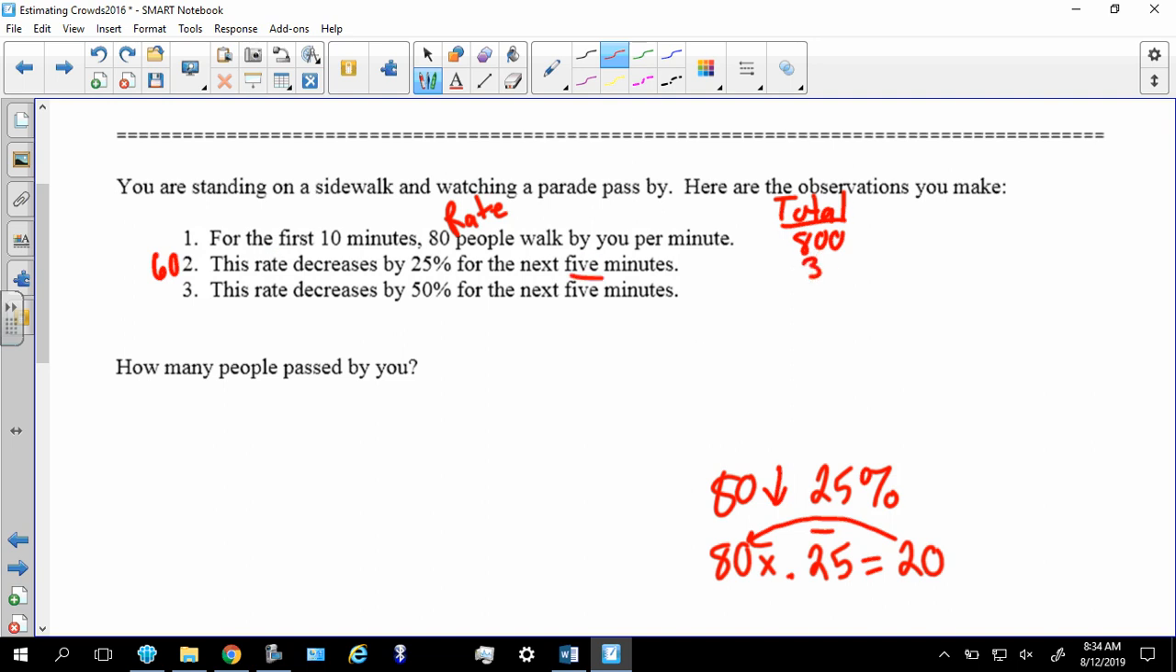Well, that's 300 people. And then it says this rate decreases by 50%. Now, again, remember, my new rate is 60. So decreasing by 50% is just no more than dividing it by 2. So that gives me 30. 30 for the next 5 minutes gives me 150 people. So when I do the math, I believe that's going to be 1,250 people have passed by me.